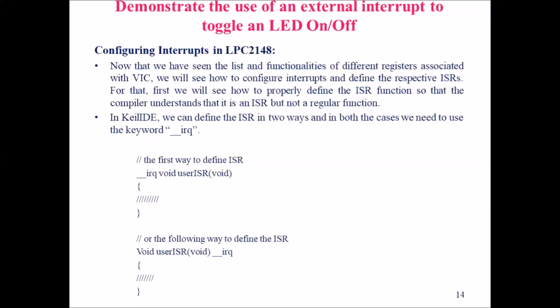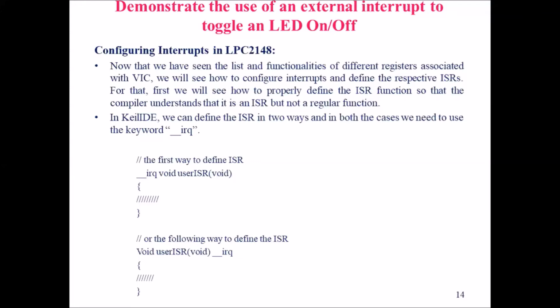So that the compiler understands that it is an ISR but not a regular function. So let's see how the compiler will identify that it is an ISR function. In Keil IDE, we can define the ISR in two ways, and in both cases, we need to use the keyword double underscore IRQ. So double underscore IRQ is the keyword.